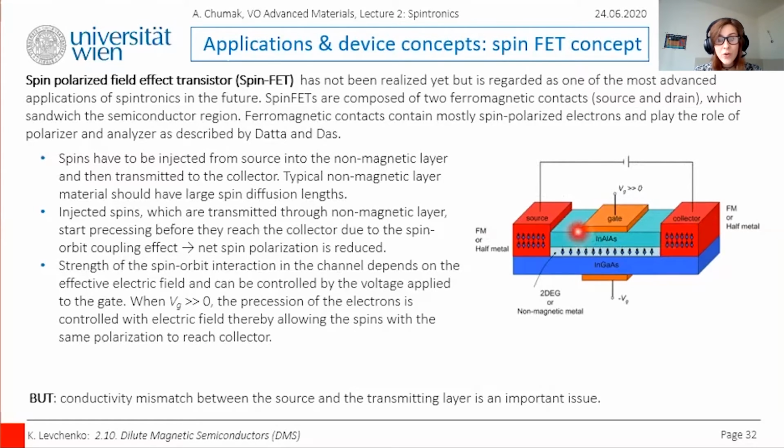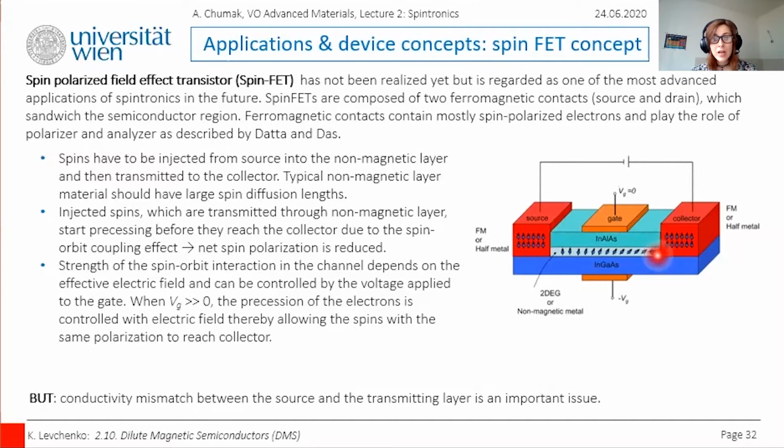So the ferromagnetic source contact injects spin-polarized electrons into the semiconductor region. And because of the non-zero spin-orbit interaction, the electron spin precesses during the propagation through the channel. So at the drain contact, only the electrons with the spin aligned to the drain magnetization can easily leave the channel and contribute to the current. Thus, the total current through the device depends on the relative angle between the magnetization direction of the drain contact and the electron spin polarization at the end of the semiconductor channel.